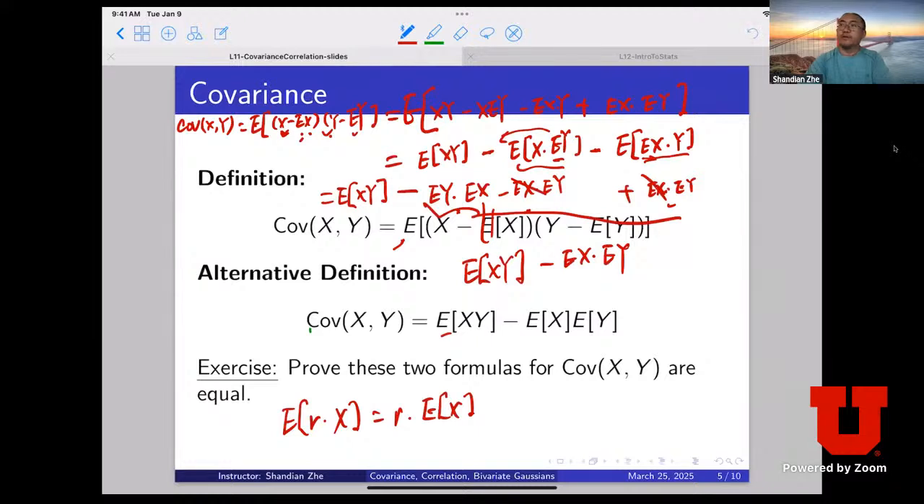Question? This is how we arrive at the second definition of the covariance between X and Y. Yeah, we recommend everyone try to apply these two simple steps to show this.